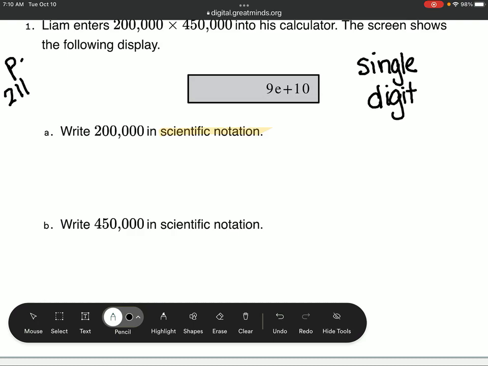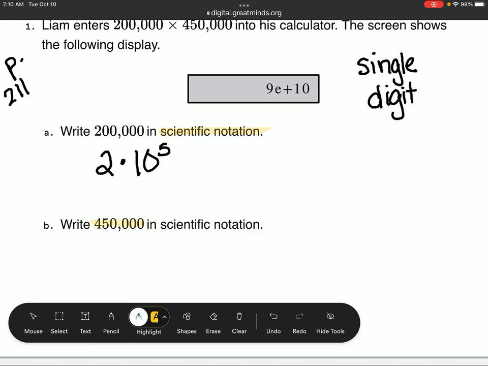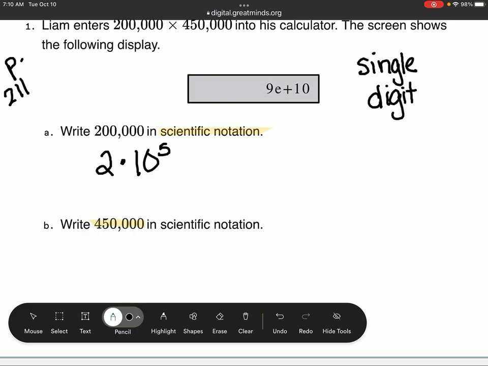So write 200,000 in scientific notation. So that is just my single digit times a power of 10. So I have 5 zeros. And then this one, the 450,000 is the one that's going to be a little bit different. Normally we would talk about rounding this so we would get the single digit. But when we're writing numbers in scientific notation, the only thing that we need to remember is that our number has to be between 1 and less than 10.